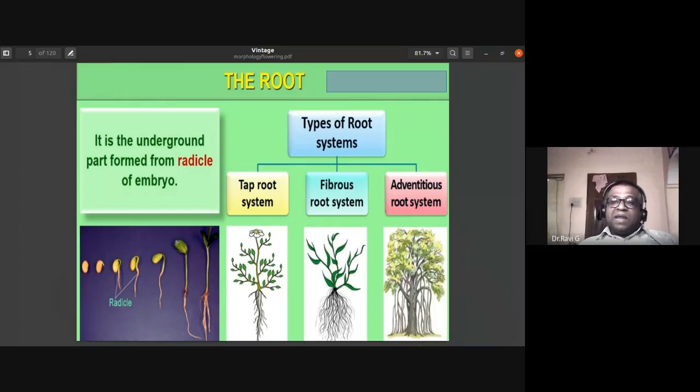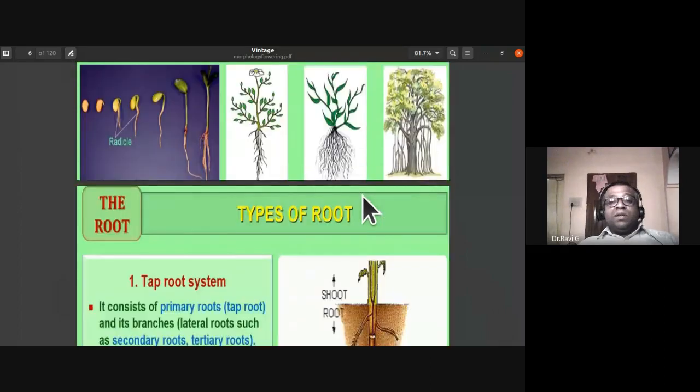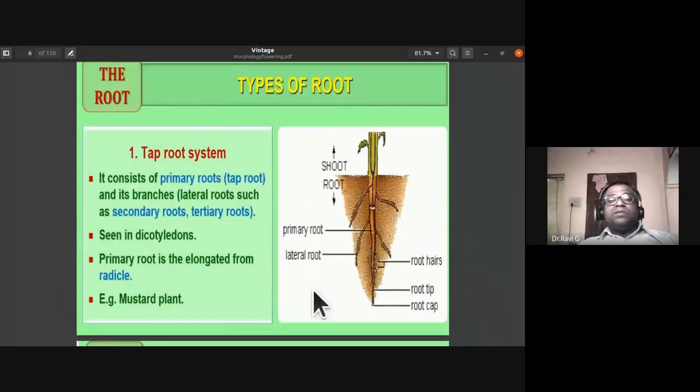We call it as adventitious root system. So these are the three types of root system. The taproot system consists of primary roots or taproot, which is arising from the radicle, and it branches to form secondary roots, tertiary roots. So the taproot system is noticed in case of dicotyledons.